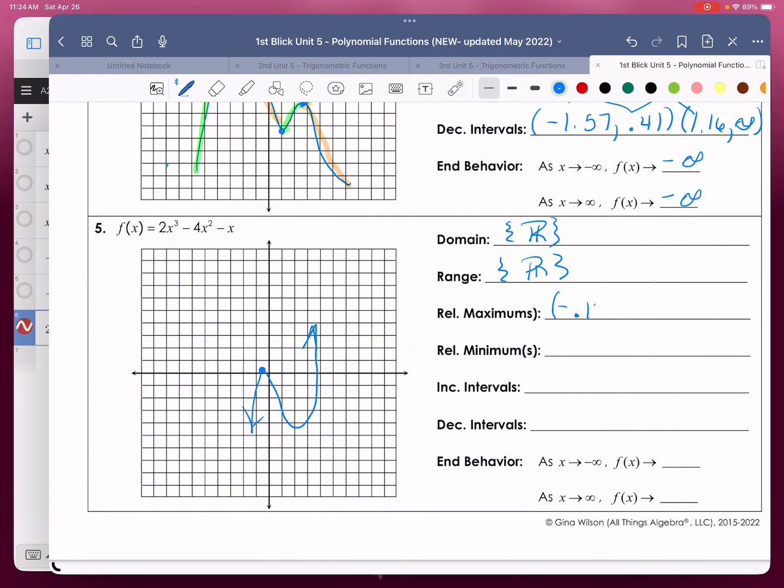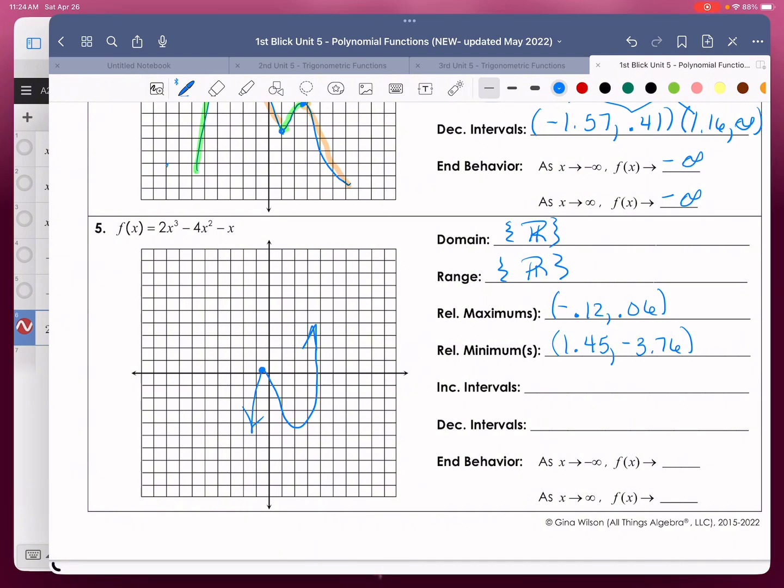Negative 0.12 and 0.06. Your minimum, if you look back and tap that point, is going to be at 1.45 and negative 3.76. And I don't really mind how many decimal points you go off here or out, because we're not trying to get that specific. We're just trying to look at the behaviors of these graphs.